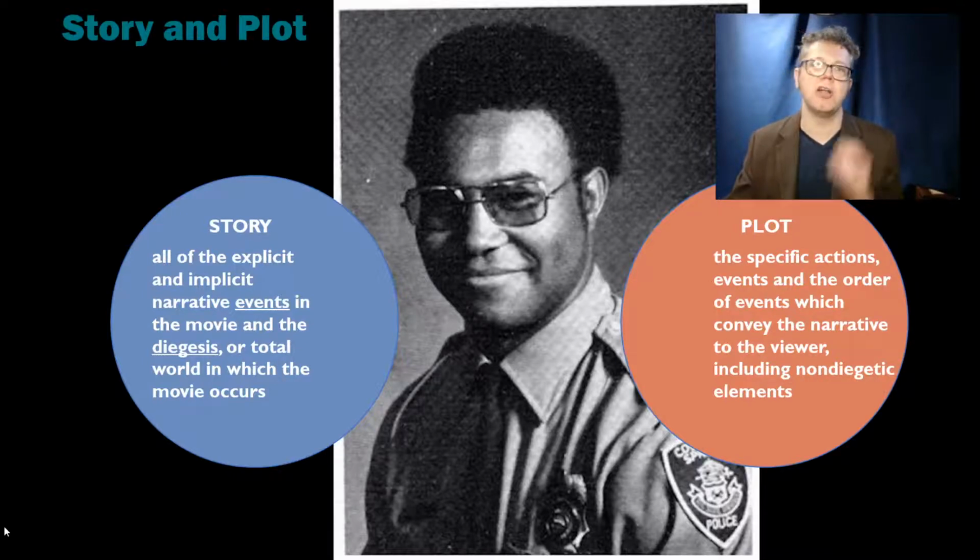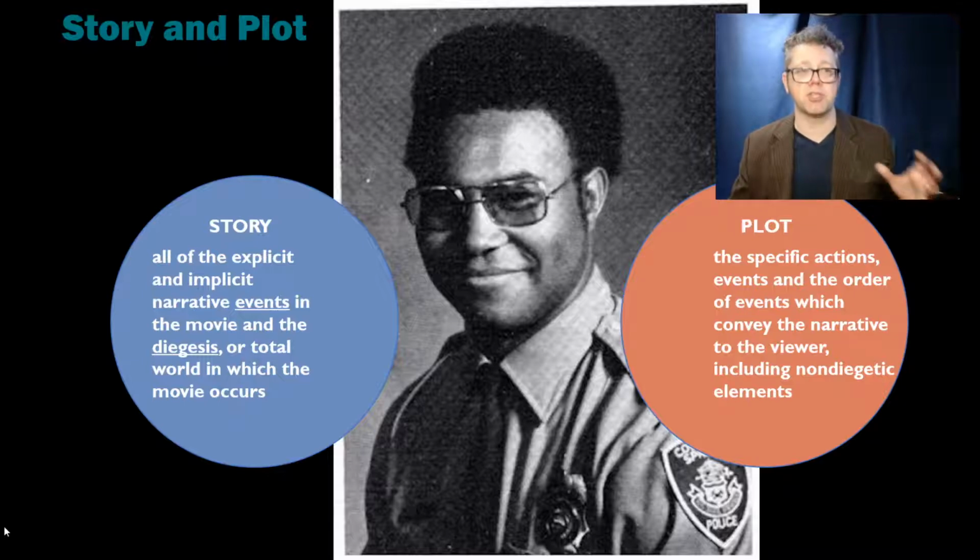Story is all of the explicit and implicit narrative events in the movie and the diegesis, or total world in which the movie occurs. And this is important because if we know the story of Ron Stallworth, of BlacKkKlansman, we might know of narrative events that happened in that diegesis, the world in which that story occurred, that do not appear in the movie. This is true when we see books adapted as well. We may know about the story world in a way that the film does not deliver.